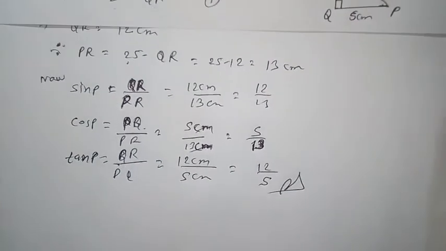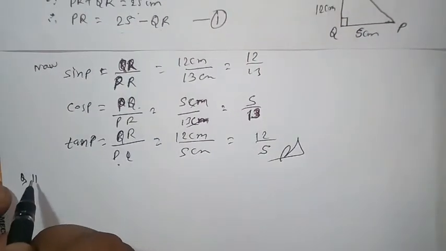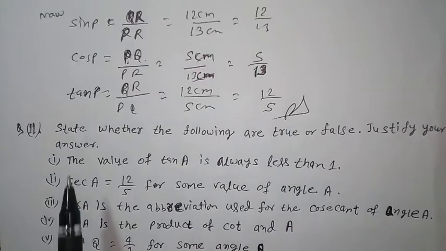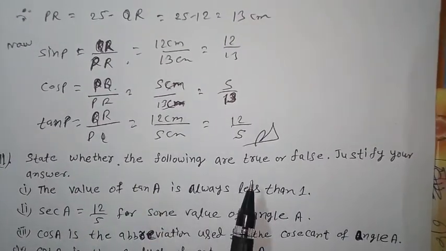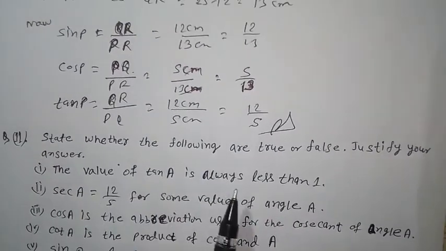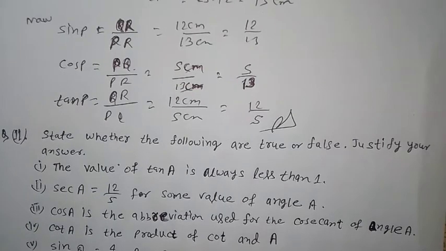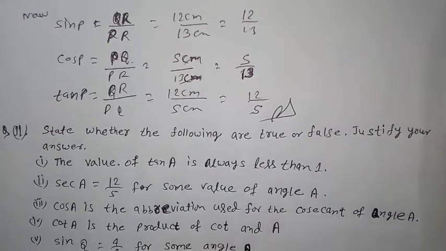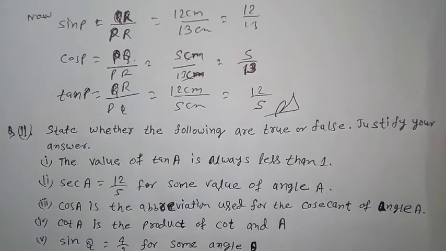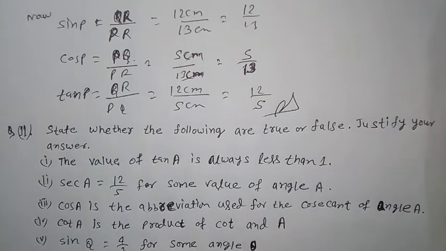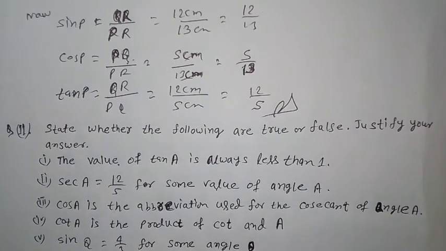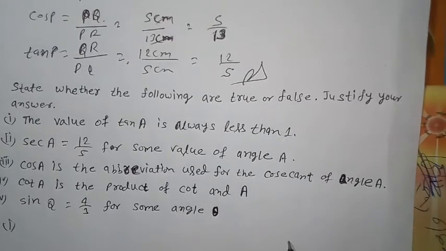Answer. Okay, the next question, question number 11. State whether the following are true or false. Just justify your answer. First question, the value of tan A is always less than 1. It is possible. Solution 1. This is the value of tan A is always less than 1. Now tan A is less than 1.